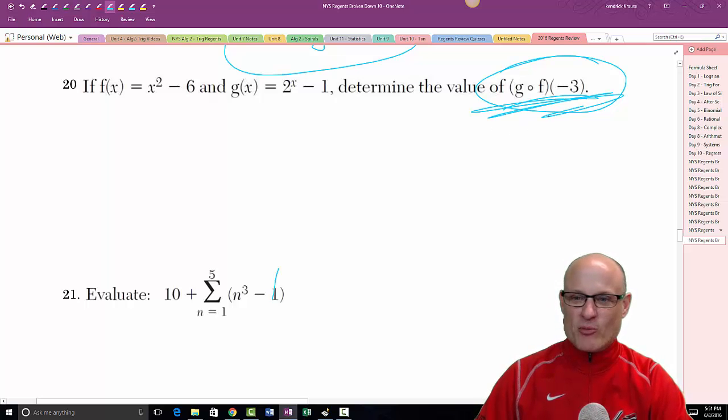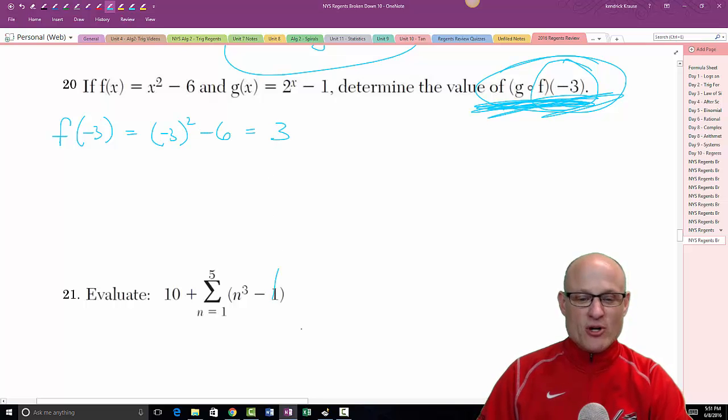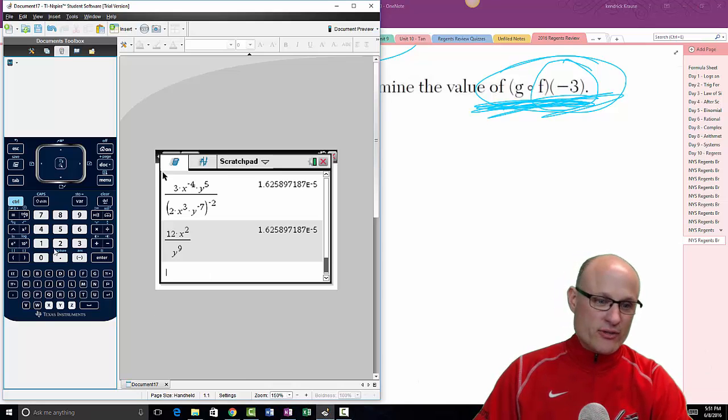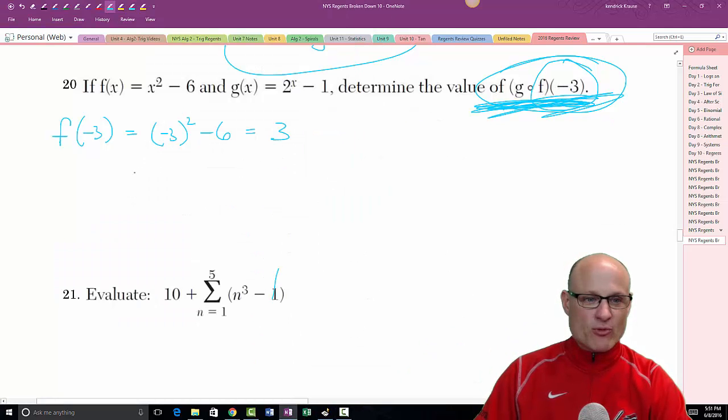My flashcards tell you, if you remember, if you see this, you do f of negative 3 first. So the first thing we're going to do is do f of negative 3. All right, we'll just plug that in. Plug in using parentheses, negative 3 squared minus 6. This is 3. Now, if you don't trust yourself to do that correctly, then come over to your calculator and do negative 3, control var x, and then type in x squared minus 6. It takes a little extra time, but you get it right.